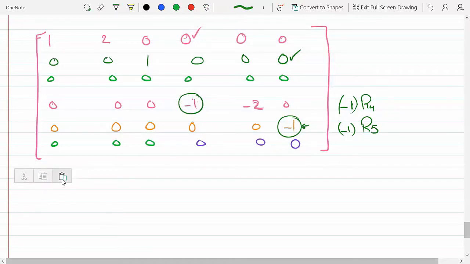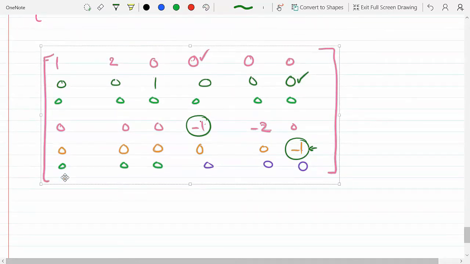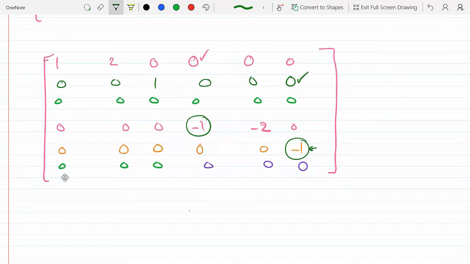Okay, so I'm multiplying row 4 and row 5 by -1, so I'm just going to switch the sign on row 4 and 5. So this will become a +1, this will become a +2, and this will become a +1. Everything else zeros, so it doesn't matter. Okay, let's check.